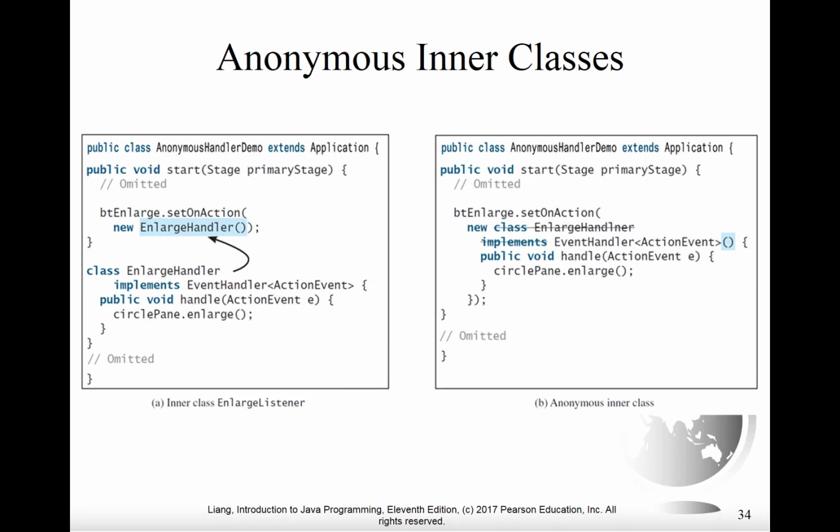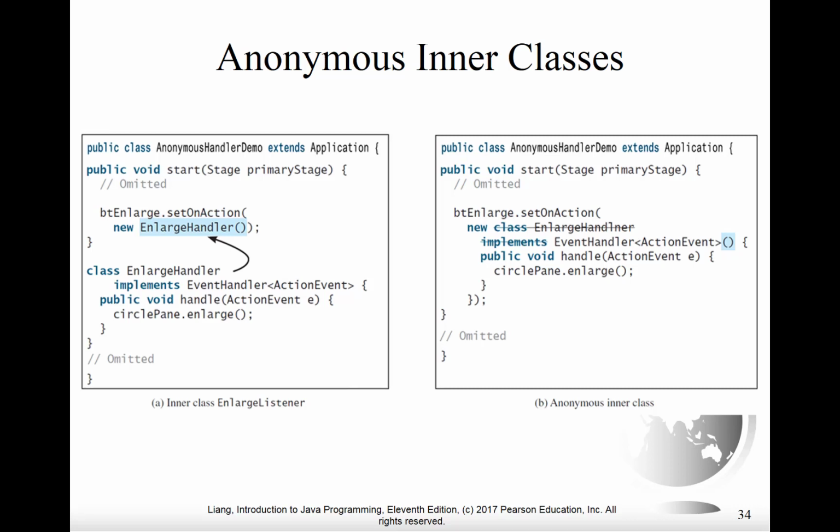So here we see a comparison between having an inner class that's named and an inner class that's anonymous. On the left-hand side in diagram A, we have an inner class that has a name called enlarge listener. You can see that at the bottom half of that section we have class enlarge listener, so we're actually defining a class and giving it a name.